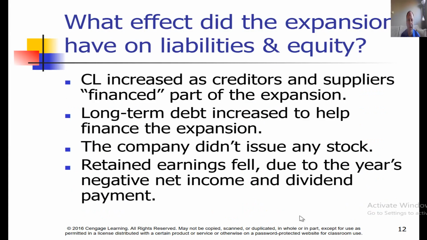In summary, the current liabilities increased as creditors and suppliers financed part of the expansion. Long-term debt increased to help finance the expansion. They didn't issue any stock, and retained earnings fell due to the year's negative net income, and as we will see, a dividend payment.